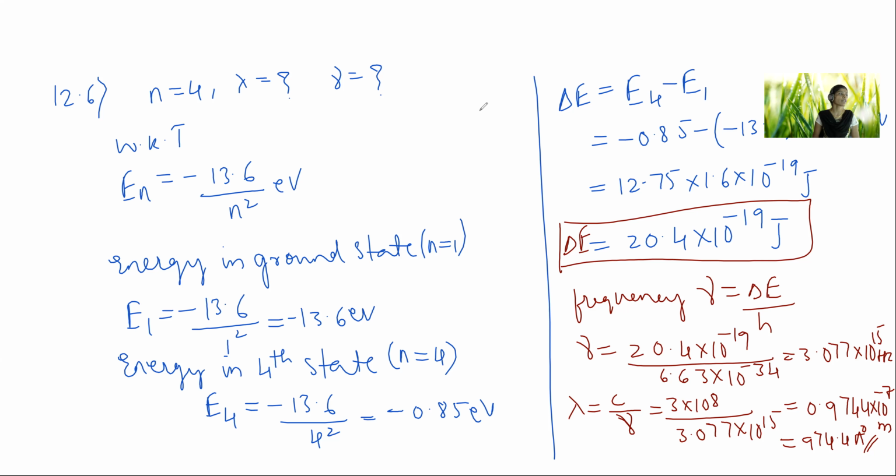If it is the fourth state, take n value 4 and calculate the energy in the ground state and the energy in the fourth state, then take the difference of the two. So the delta E value we got is 90.4 into 10 to the power of minus 19 joules.